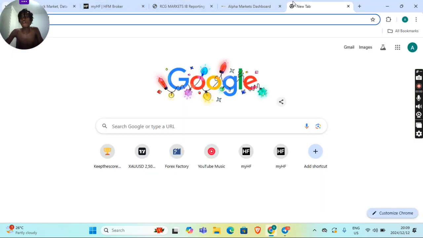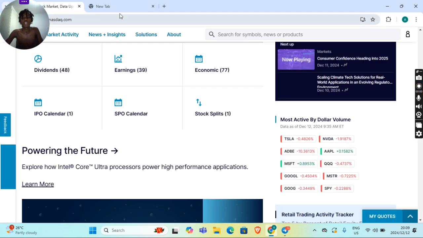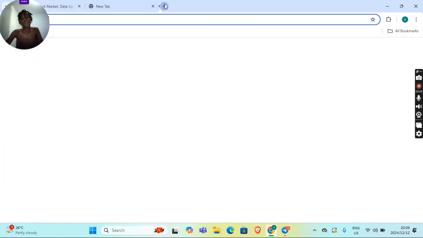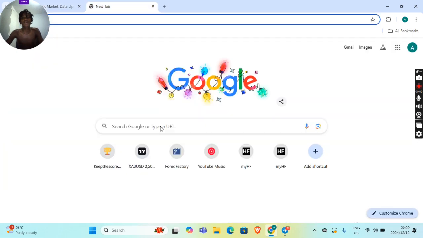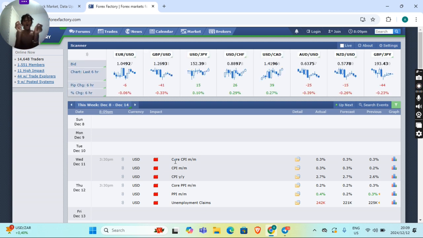Okay, so first things first, right? First things first, let me just quickly close all of these so we have a clean chart. Oh well, we're breaking down news. Okay, so first things first, we're going to Forex Factory. So we're going to break down how exactly I traded these fundamentals back to back to back.